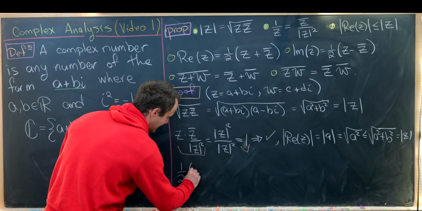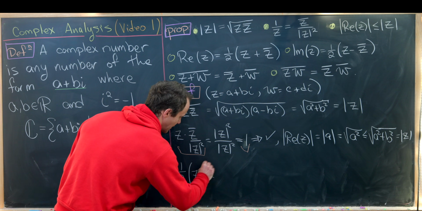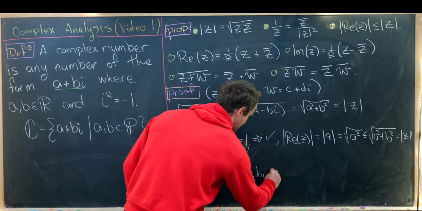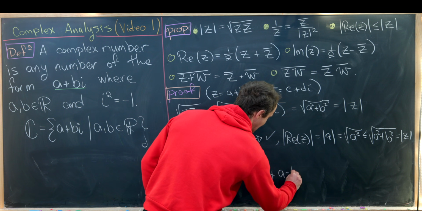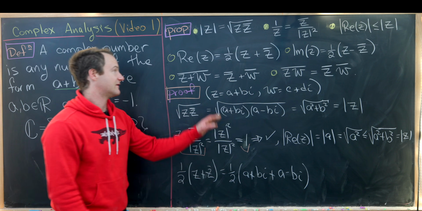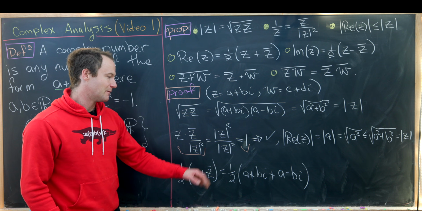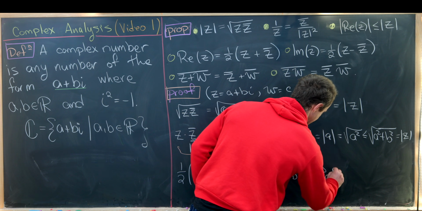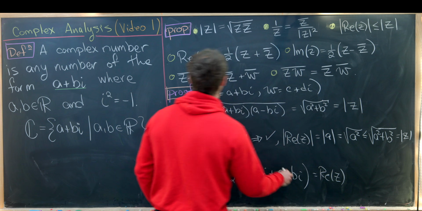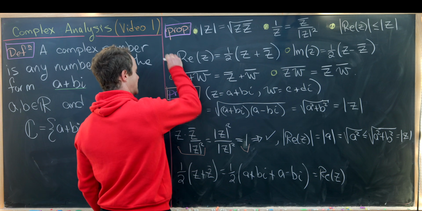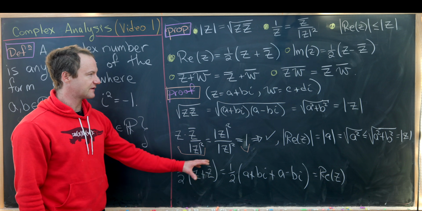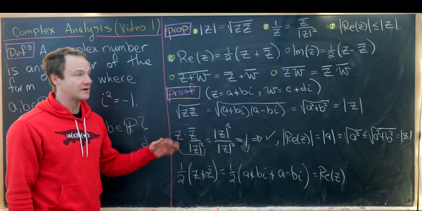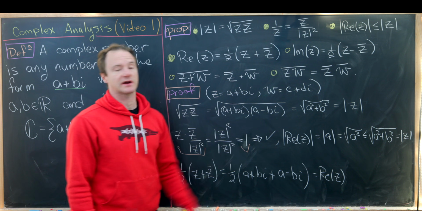We have 1/2 (z plus z bar). Let's notice that that is half of (a plus bi plus a minus bi) by the definition of z and z bar, but that collapses to 1/2 times 2a, which is just the real part of z as needed. Okay, so we've proven this part as well. Okay, so let's get rid of this portion of the board and we'll prove this one as our final proof. These two will be left as homework exercises.